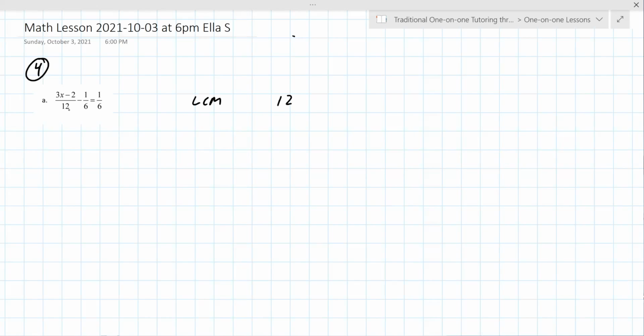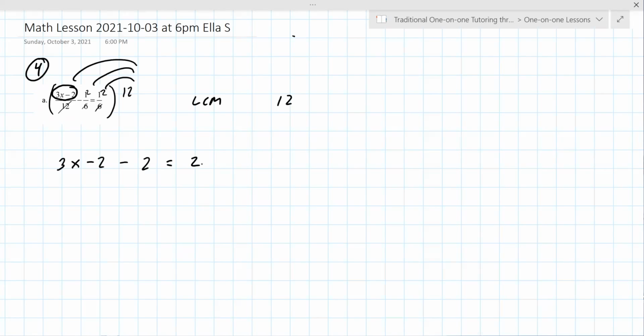Because 6 goes into 12 and 12 goes into itself. So you multiply everything by 12. There's 1, 2, 3 terms to multiply by 12. This first one, though, you multiply everything in the top by 12, except you really should divide first. A lot of times students multiply them, but really you should divide each of these. So if you divide by 6, you get a 2. You divide by 6, you get a 2 there. So just keep that in mind. So this becomes 3x minus 2 equals 2.